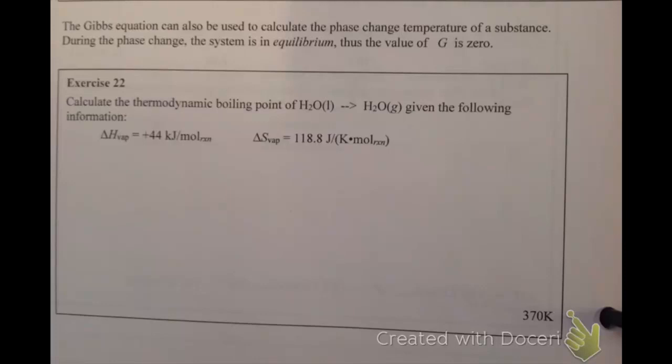Alright, here's another one. The Gibbs equation can also be used to calculate the phase change temperature of a substance. During a phase change, the system is in equilibrium, so the delta G is going to be 0. It's asking us to calculate the thermodynamic boiling point, which is the temperature, given the information below. Boiling point, key word, tells us we are at equilibrium, and delta G equals 0.